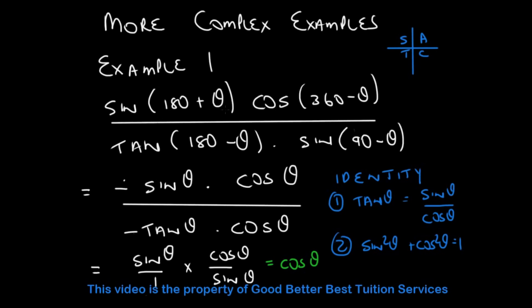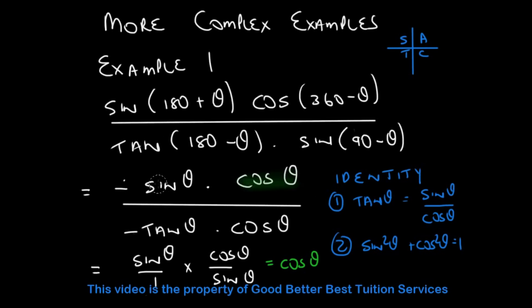Okay, so sine of 180 plus theta, which quadrant? It's in the third quadrant. So, sine of 180 plus theta becomes negative sine theta. Now, we have cos of 360 minus theta. Which quadrant is that in? That is in the fourth quadrant. And in the fourth quadrant, cos is positive. So that simplifies to cos theta.